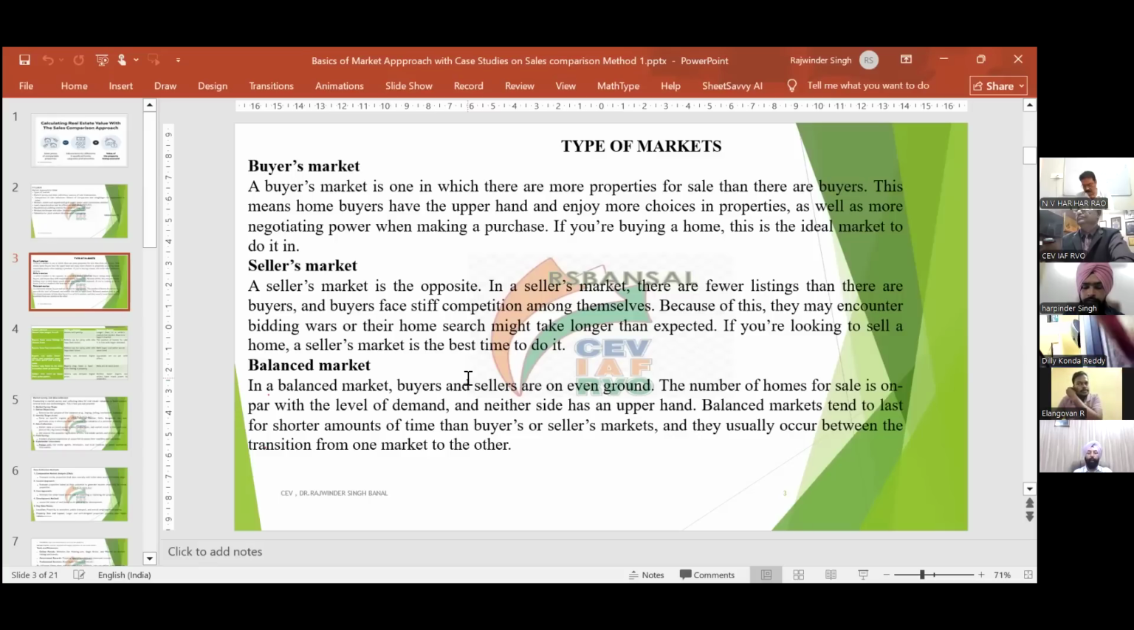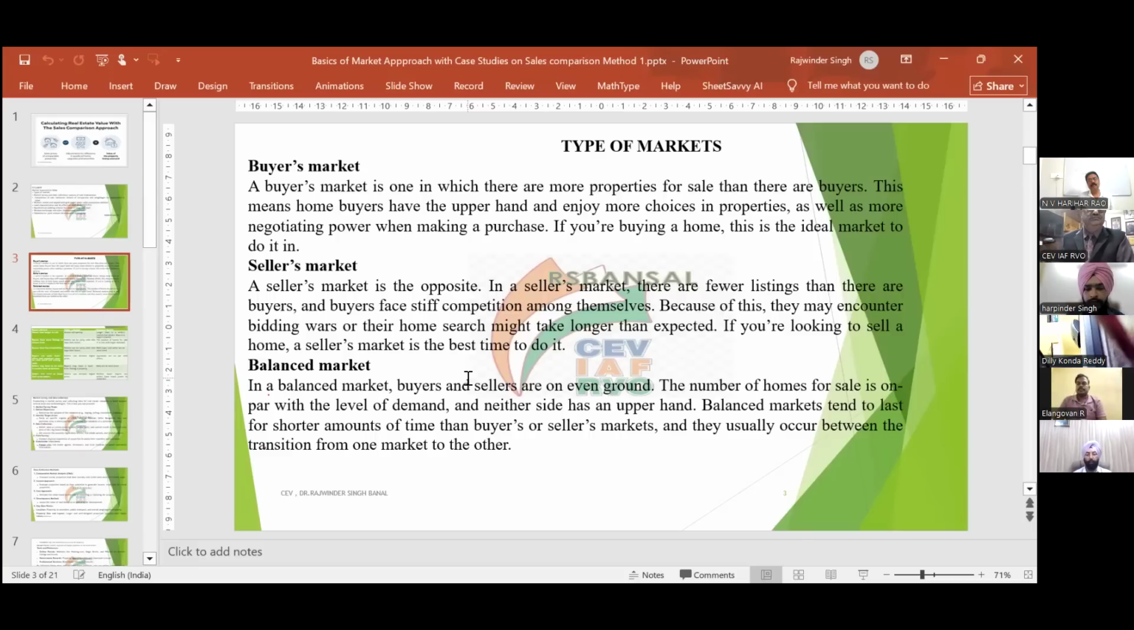And then the third one, the balanced market. Here, both sellers and buyers are approximately at the same level. It means the number of buyers is approximately, not exactly, equal to the number of sellers. So it is basically a transition period. Sometimes it is a seller's market, sometimes it's a buyer's market in the country. But during the transition period, we say that it is a balanced market where the number of buyers and the number of sellers are at an even level.